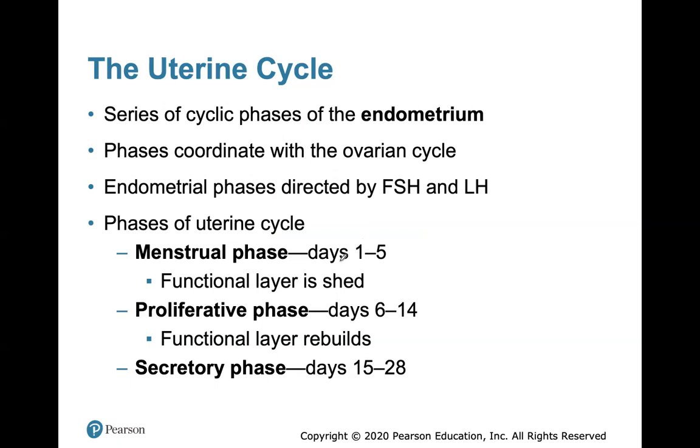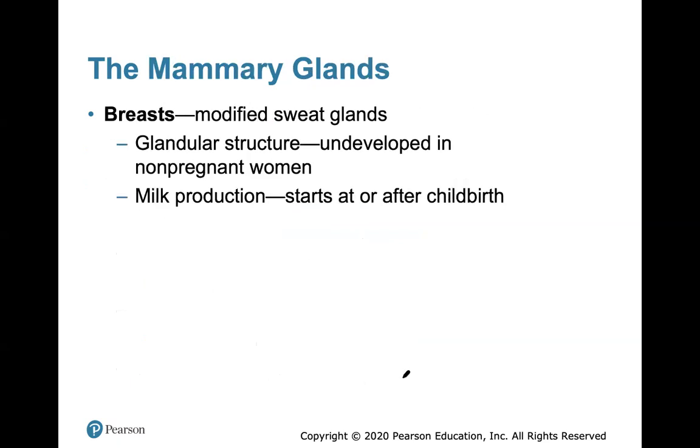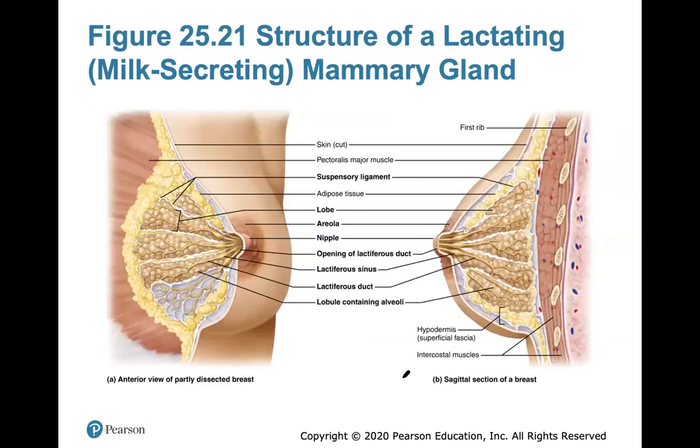It begins on day 1, the menstrual phase, where the functional layer is shed. The functional layer then rebuilds, and then the secretory phase will prepare for implantation if it is a positive pregnancy. Breasts are modified sweat glands. They're underdeveloped in non-pregnant women, and milk production will start at or after childbirth.